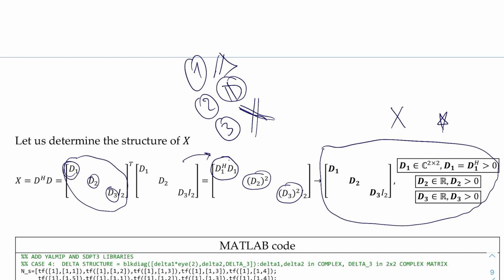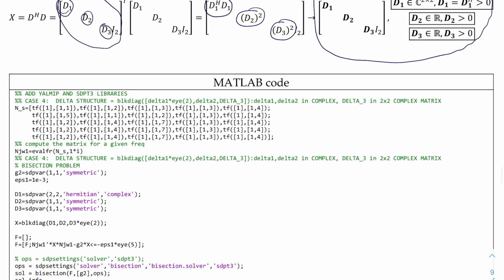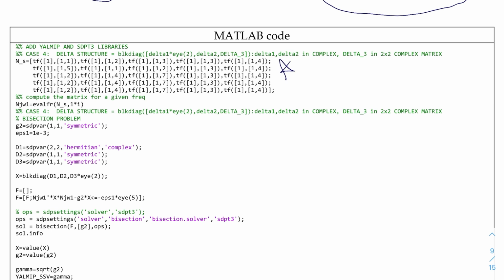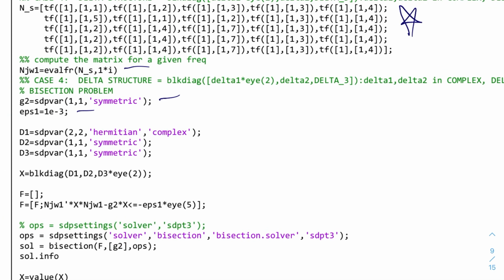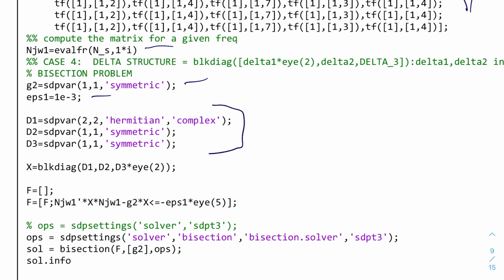X. This is the important part that we will use when we program. This is our N, and this is a complex matrix corresponding to that given frequency, 1 radian per second. Again, G2 is gamma square. Epsilon is, again, for numerical issues, right? Here we had D1, D2, and D3. If we recall, D1 was 2 by 2, and also Hermitian and complex.